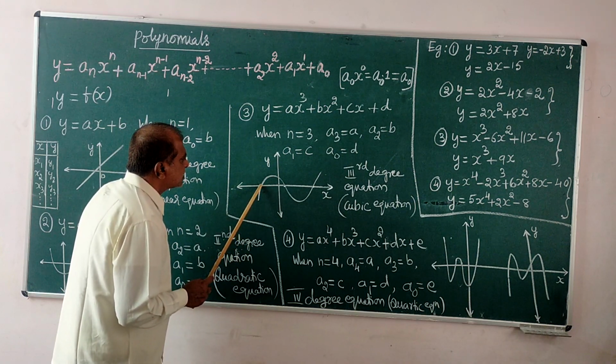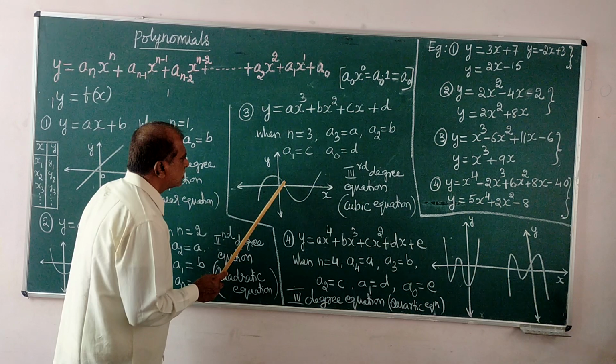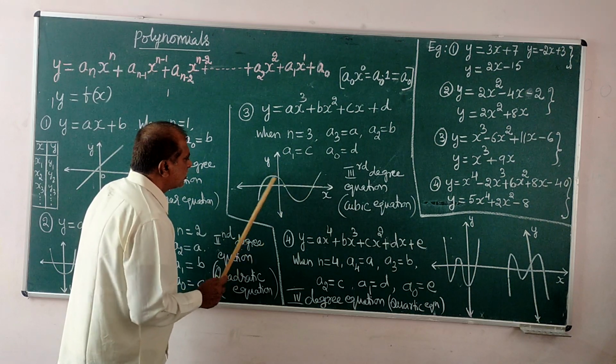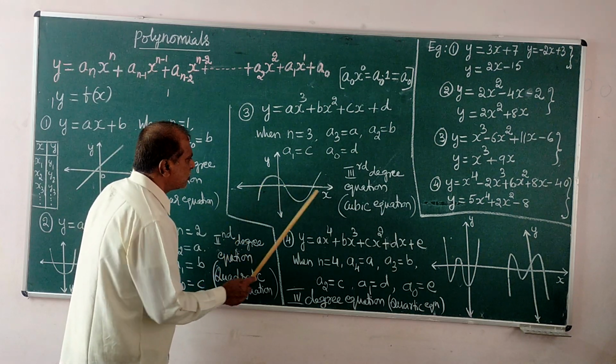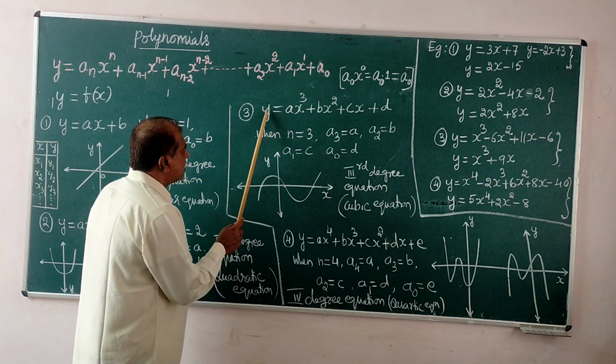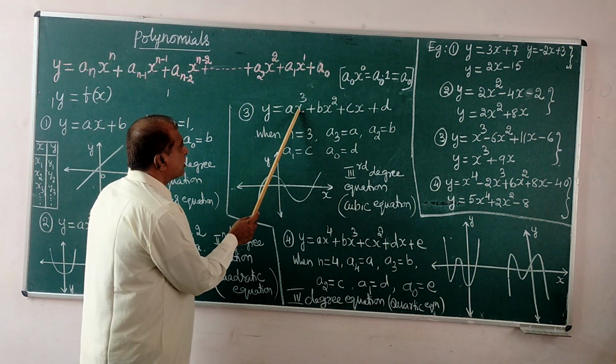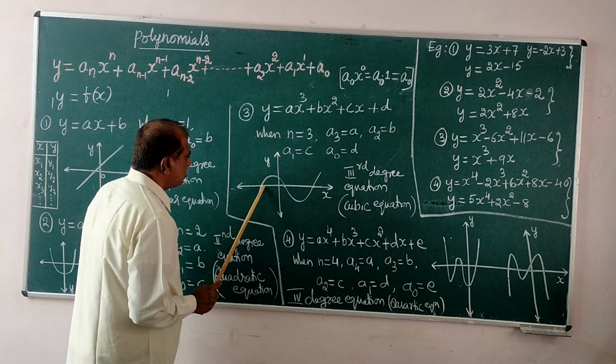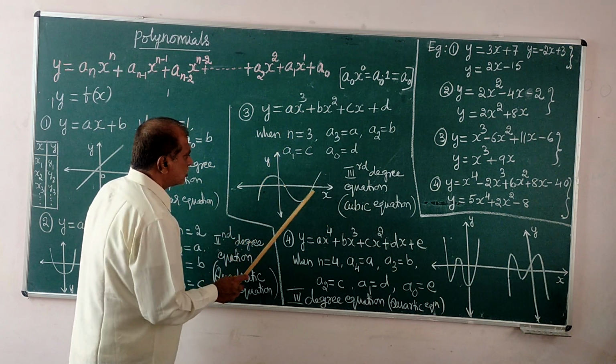The curve intersects the x-axis at this point, and this point. So at this point y is 0, at this point y is 0, and at this point y is 0. When y equals 0, there are three possible values of x. This is one value, this is another value, this is another value.